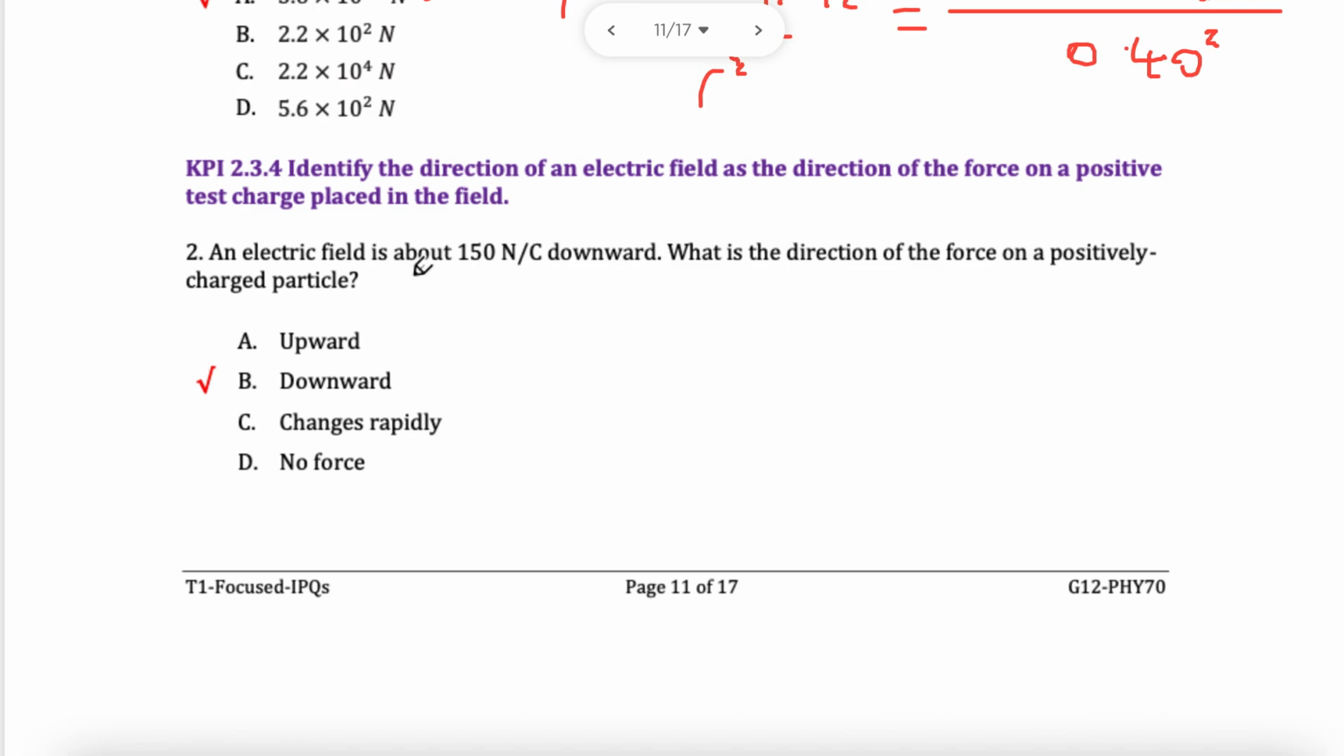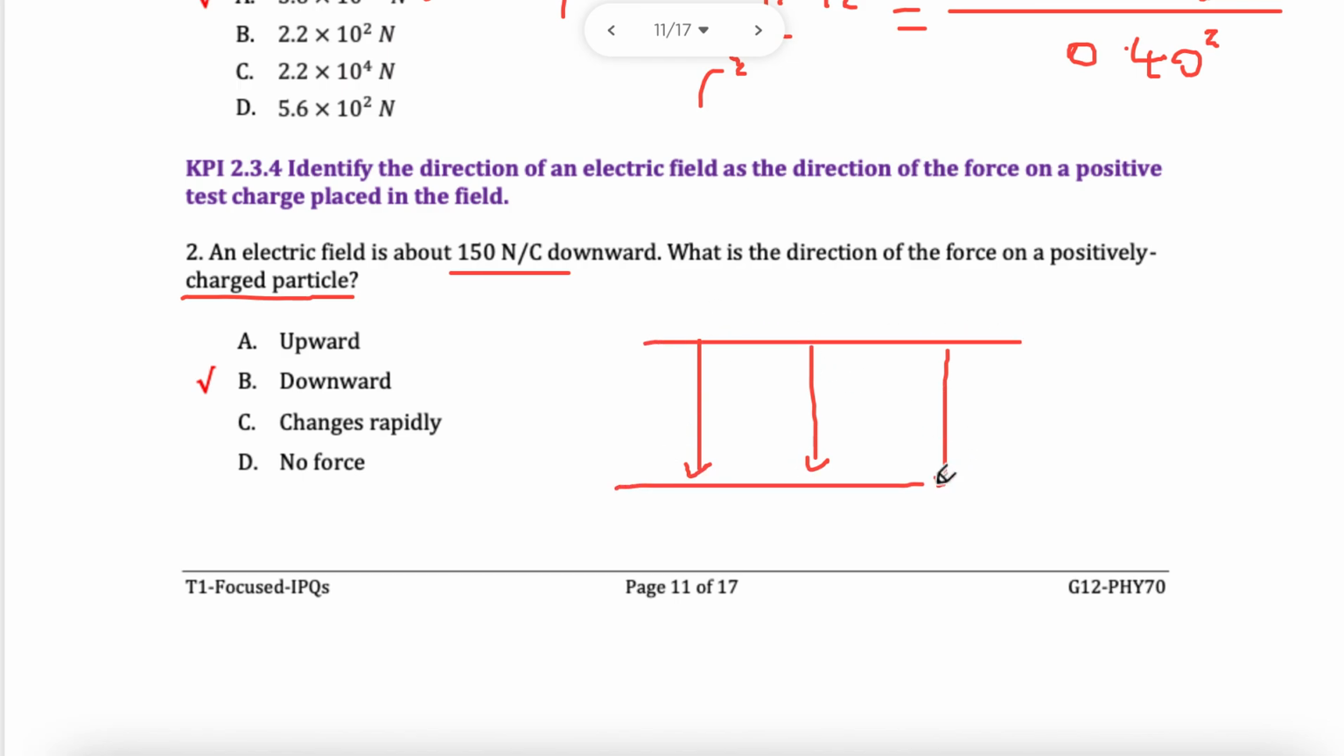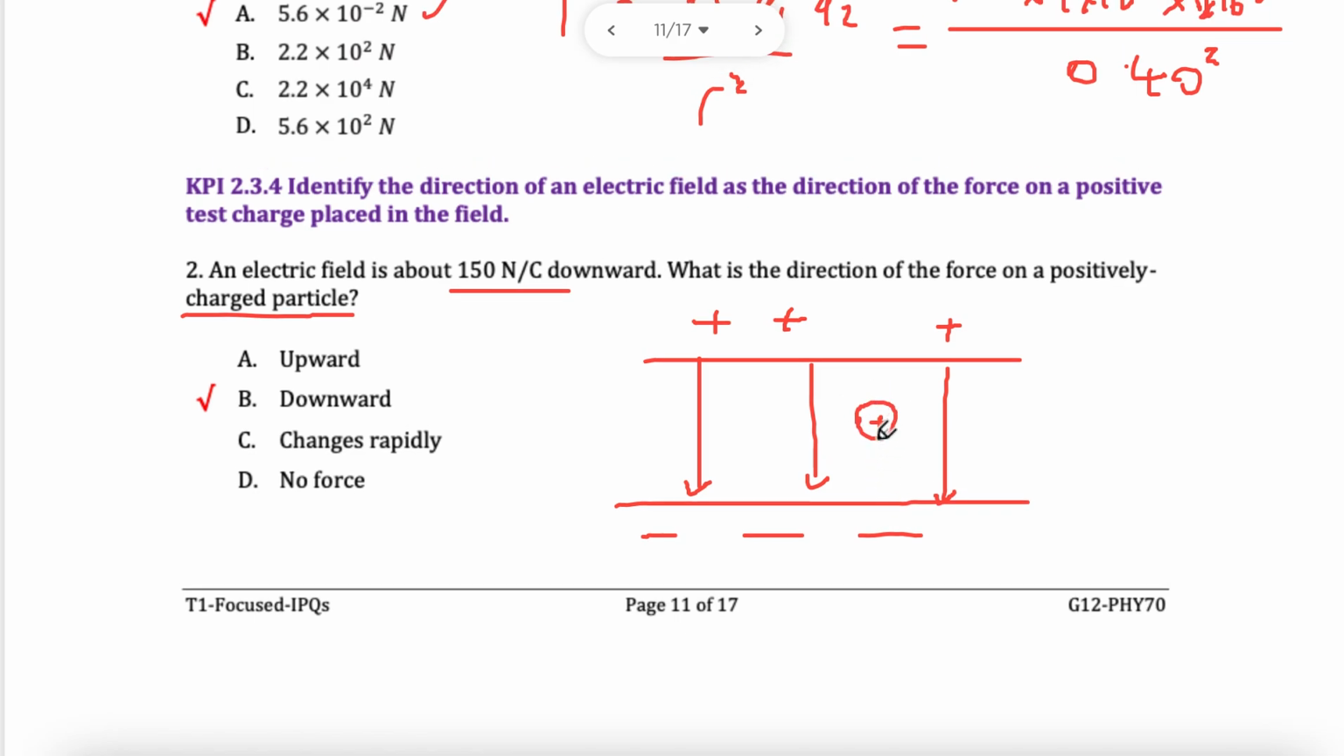Very nice. An electric field is pointing downwards. You have a value. What is the direction of the force on a positively charged particle? So what does that mean? All right. If it's an electric field pointing down, I will draw some arrows going down. I know that it goes from plus to minus, right? Field lines go from plus to minus. So if I have a plus like this and a minus like that, that's my field. Where will a positive charge go? Well, a positive charge is attracted to the minus. The positive charge, in this case, will move downwards. That's why it's down. If I said to you negative charge, it will move up.